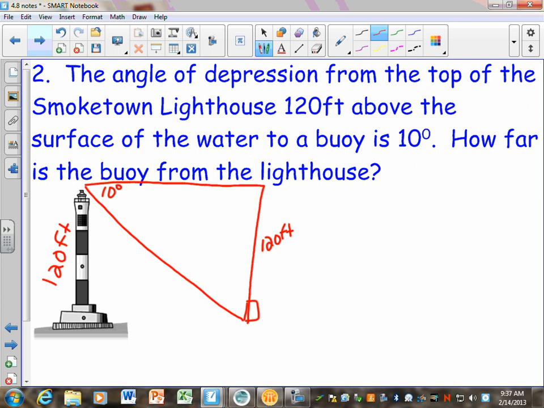What else could you do? Way back in geometry class, which I know it's been a while, remember that whole thing about alternate interior, alternate exterior angles? I have this lovely line cutting through here, and this is 10 degrees. You know what this is down here? Also 10 degrees. So I just wanted to show you that there's lots of ways to set this problem up, and you're going to get the same answer either way.